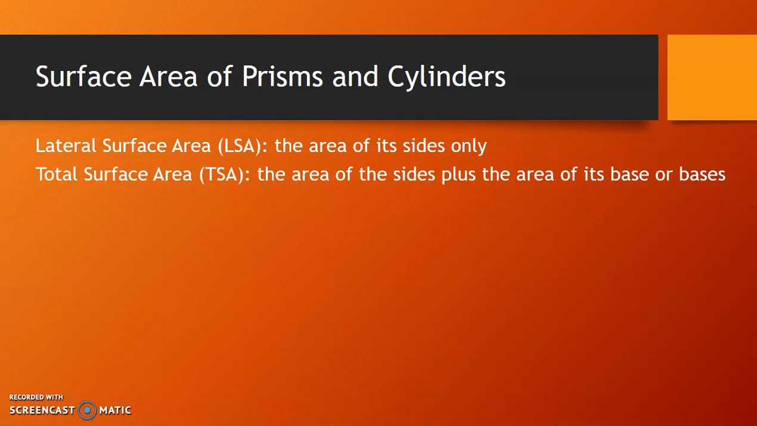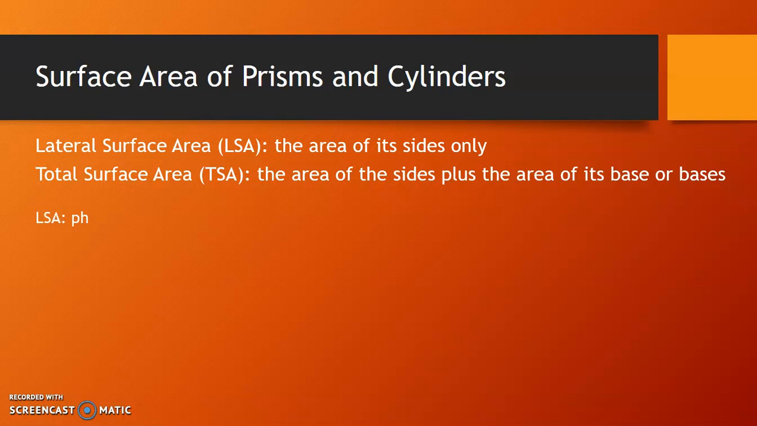So for example, if you're looking at a cylinder, remember a cylinder has two circles as its bases, and it's got a curved edge that goes all the way around it. So lateral surface area would just be finding the curved area that goes around the shape, and then the total surface area would be adding in the two circle bases.